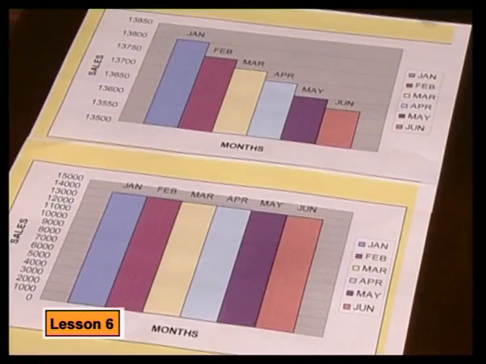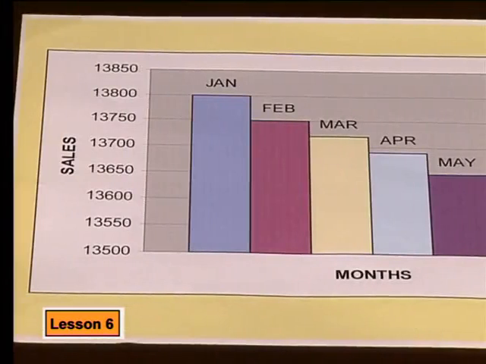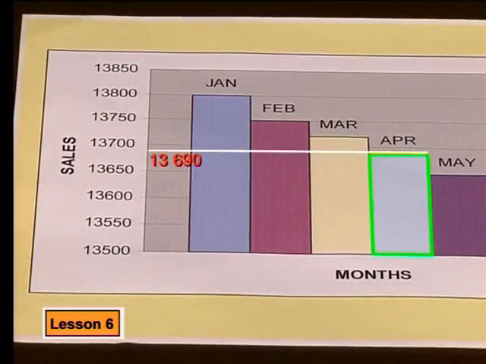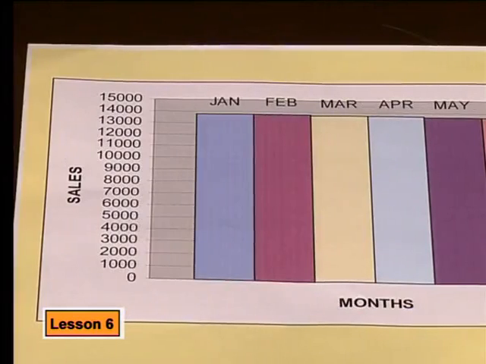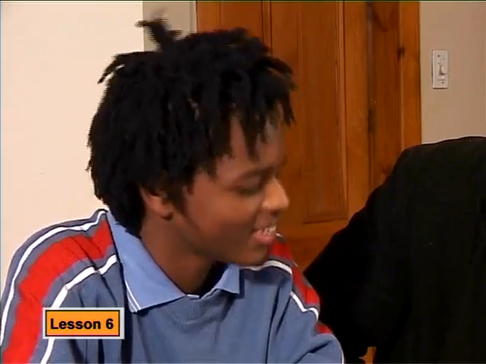Well, what would you say if I told you that they're actually the sales figures of the same shop for the same time period? But they don't look the same. Why don't you take a closer look? Have a look at the figures for April. On the first graph, it gives you about 13,690 Rand. On the second graph, it gives you almost 13,700 Rand. Hey, you're right. The numbers look the same, but the graphs are different.